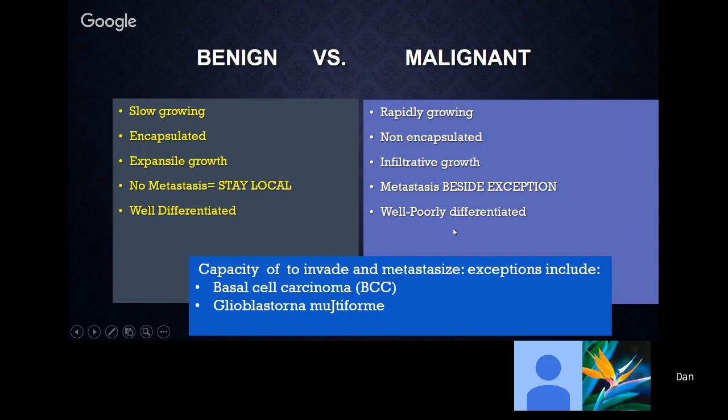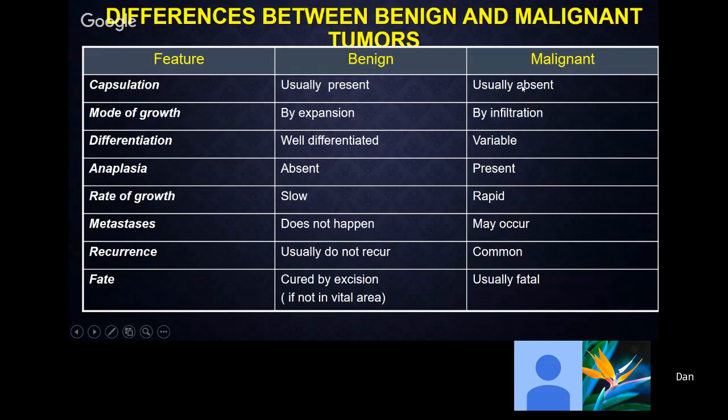So overall, the capsule is mostly present in benign tumors and usually absent in malignancy. Growth: benign tumors usually expand by themselves, which is why they push the tissue. Malignancy infiltrates, meaning it destroys, going over the basal membrane. And if it's still above the basal membrane, you call that cancer in situ.